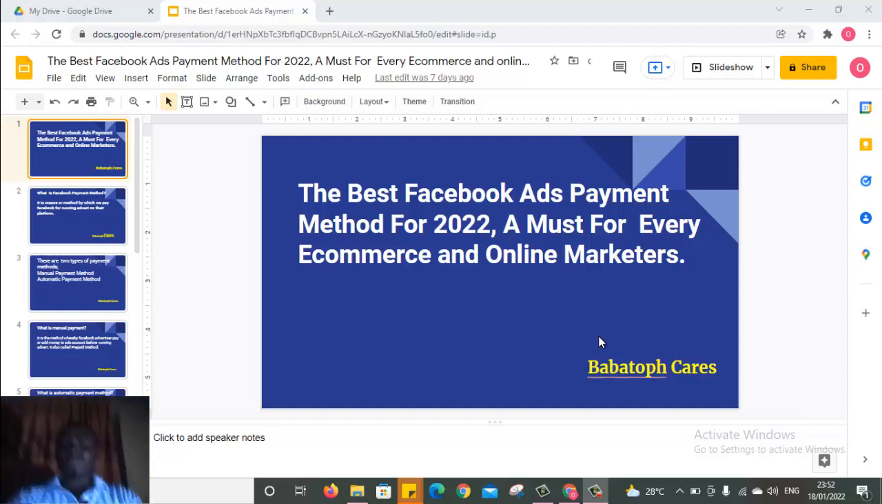So why do we need to talk about this topic this year? As the year is still new, I don't want my fellow Facebook advertisers to have issues with their ad accounts. And if you don't want to have issues with your ad account in 2022, one of the precautions to be taken is to ensure that we pay Facebook with a very sound Facebook payment method.